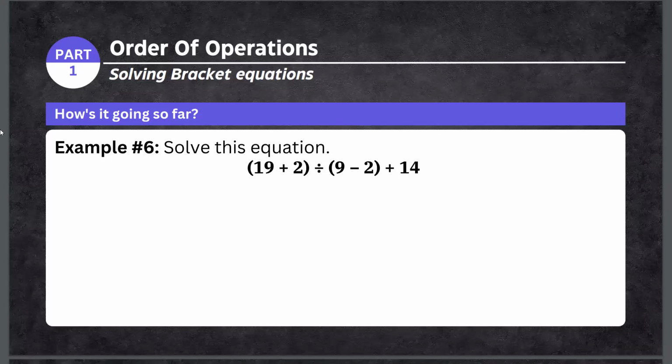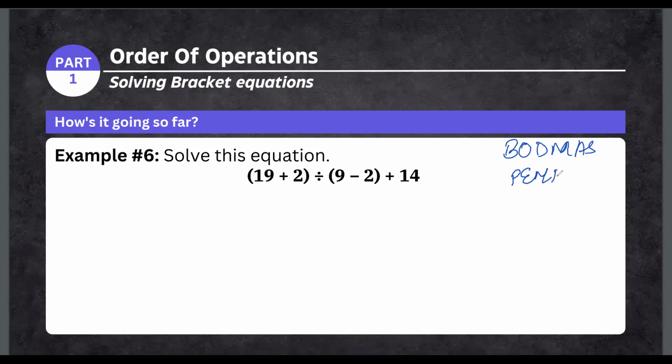Next we have this. So let's start. First of all, write down BODMAS or PEMDAS. First of all, bracket: 19 plus 2 is 21, divided by 19 minus 2 is 7. Why did I solve both? Because both numbers are in brackets. That's why I solved it. Next I need to divide. 7 times how much is 21? 7 times 3 is 21, then plus 14 as it is. And now we need to add: 14 plus 3 is 17. So this is my answer.